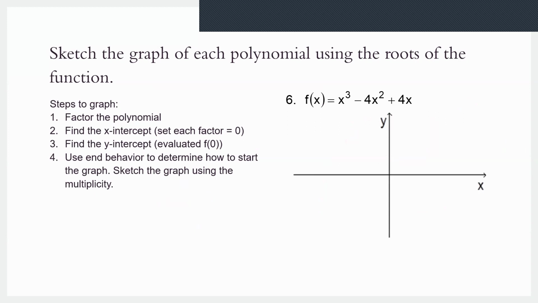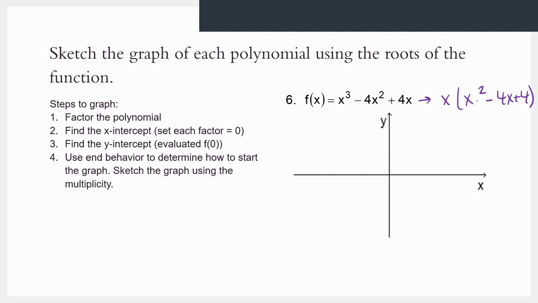Should always check for the what? Your GCF. Is there a GCF here? Yes, what's my GCF? X. So I divide everything by x, and I'm left with x squared minus 4x plus 4.